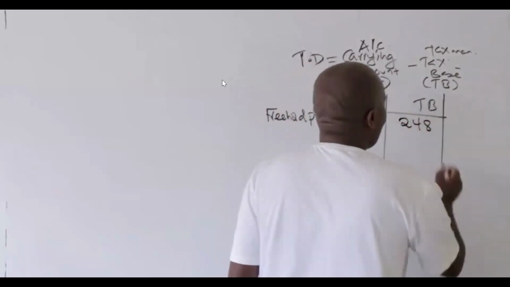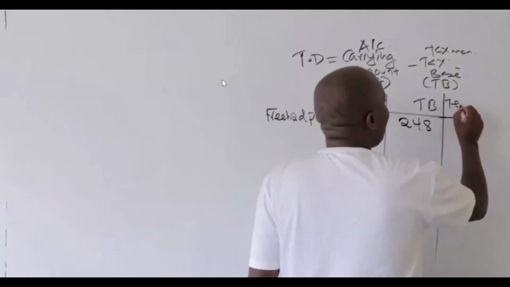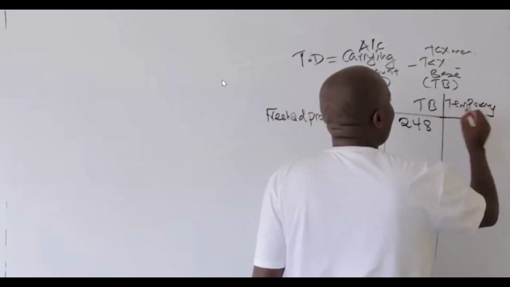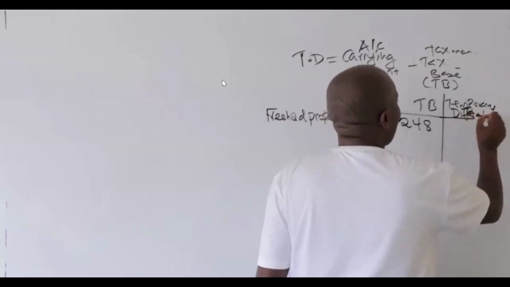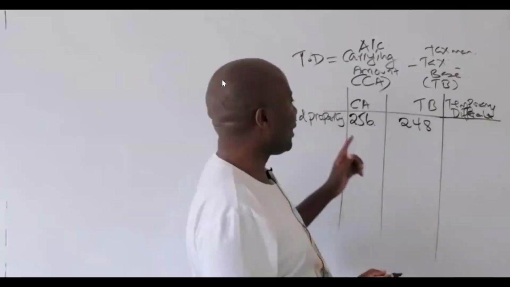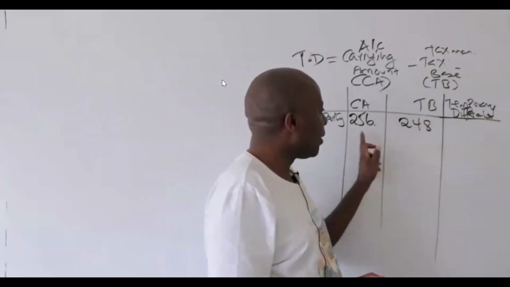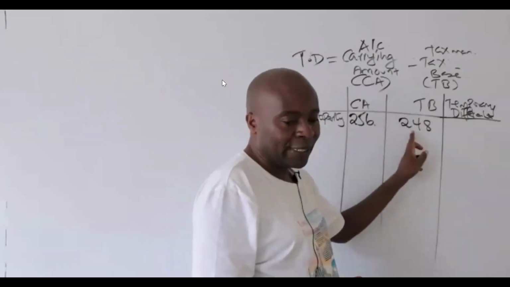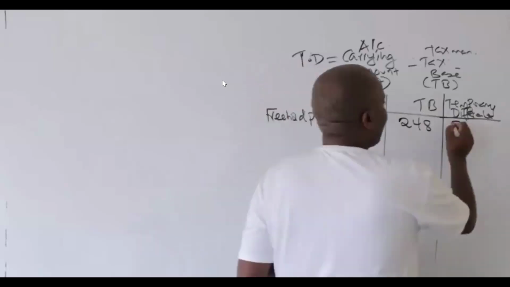That's the tax base. So now I want you to create a column where you slowly give me the temporary difference. Is there somebody who is able to give me this temporary difference? How do we get temporary difference? It's CAR minus TB. It is 256 minus 248. Temporary difference, I'm being told, is 8, which is very good.